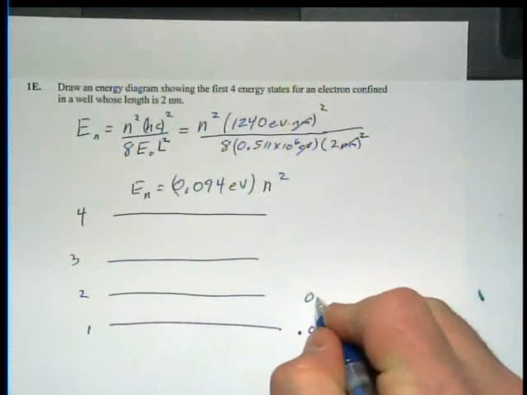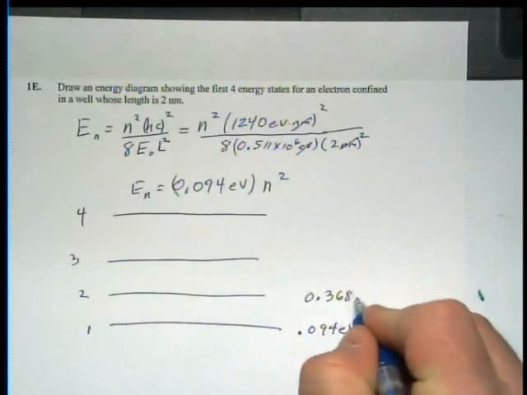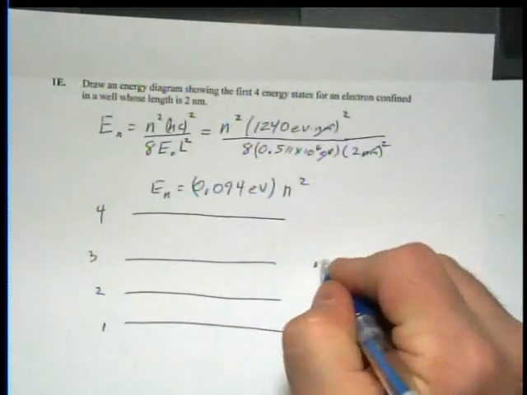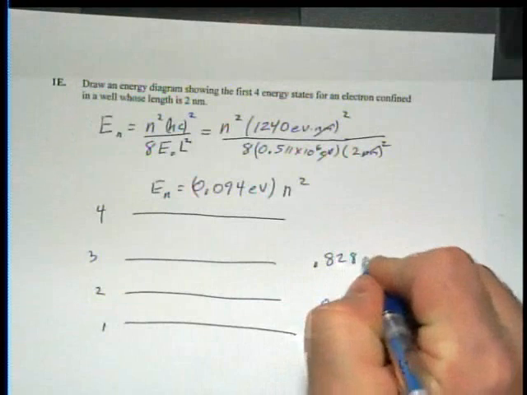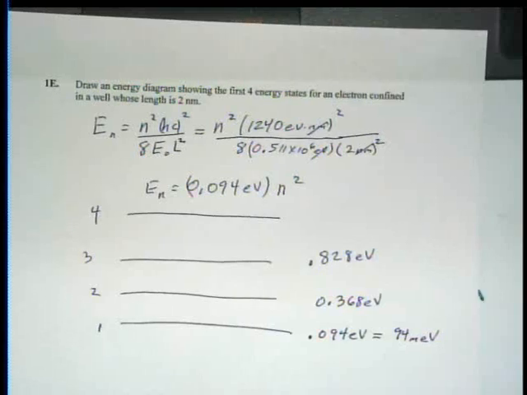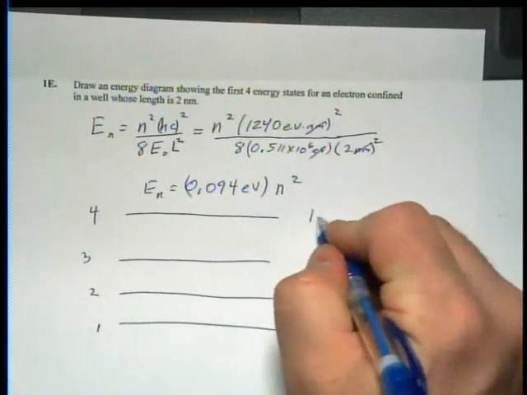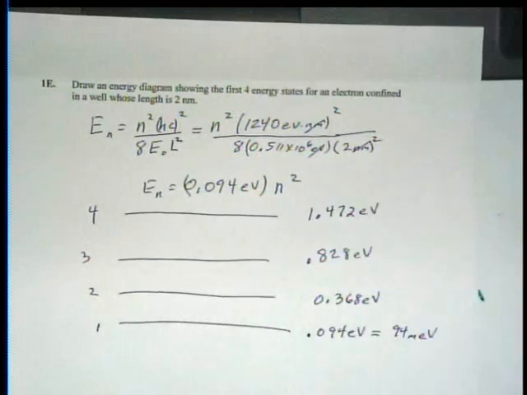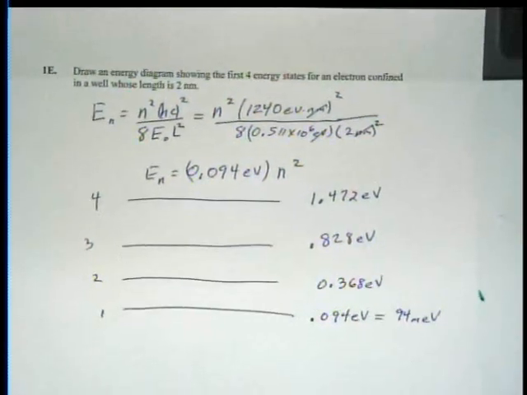This one is 0.368 electron volts. This is 0.828 electron volts. And this is 1.472 electron volts. So there's the first four energy states.